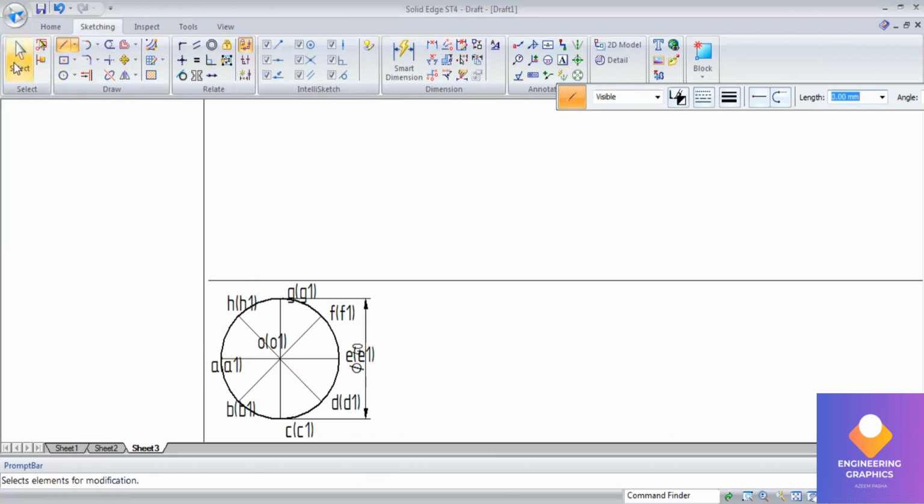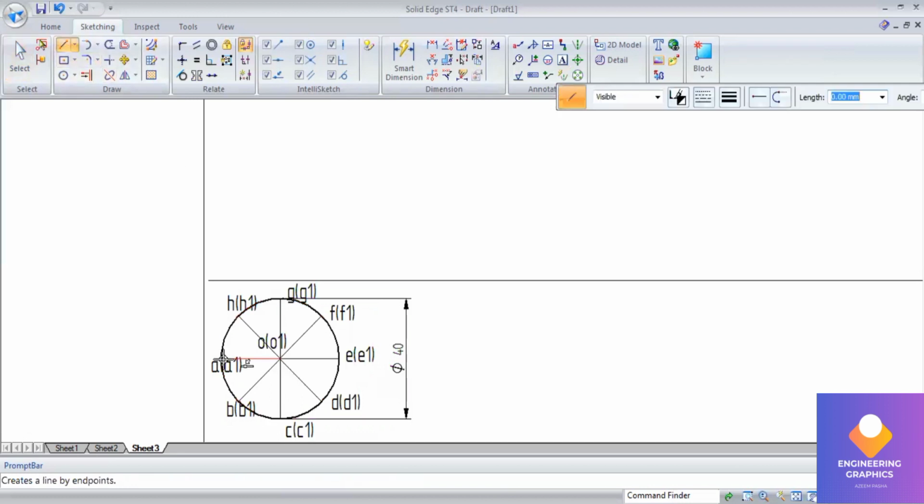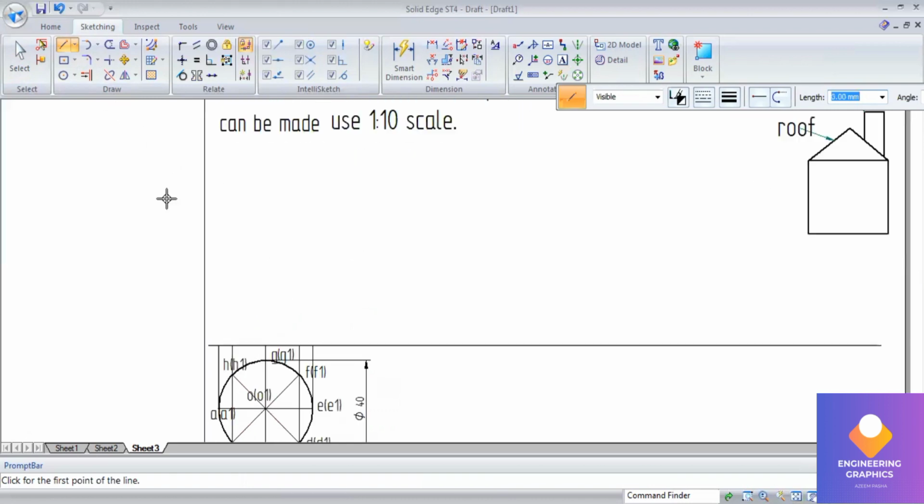Now by projecting upward, we can construct the front view of it. The front view of the cylinder is a rectangular face. But we don't know how much is the front view distance, so randomly I'll consider a length and construct the front view.